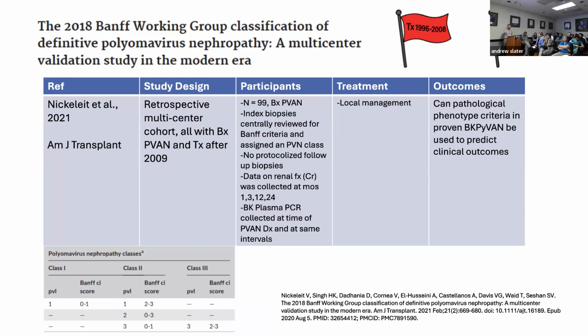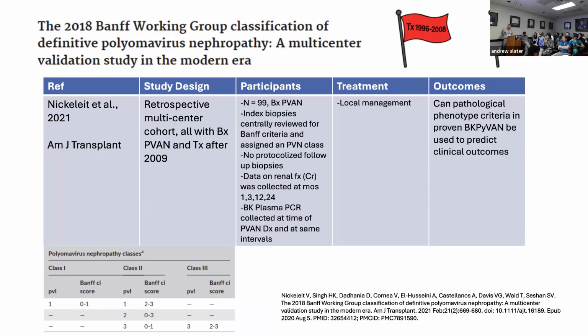Retrospective multi-center cohort, all with biopsy-proven polyomavirus nephropathy and transplant after 2009. So they had 99 participants. Index biopsies were all centrally reviewed for BANFF criteria, and they were assigned a PVN class. No protocolized follow-up biopsies. Data on renal function, such as creatinine, was collected at months 1, 3, 12, and 24. And then at that same frequency interval, BK plasma PCR was collected. Treatment, immunosuppression protocols, et cetera, that was all local management.